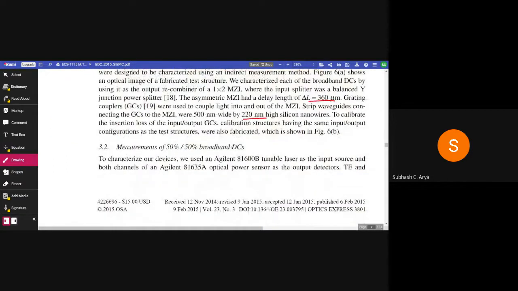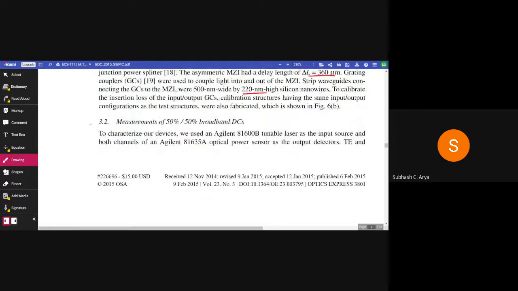You can get the difference. Now, measurement of the 50-50 broadband directional coupler.